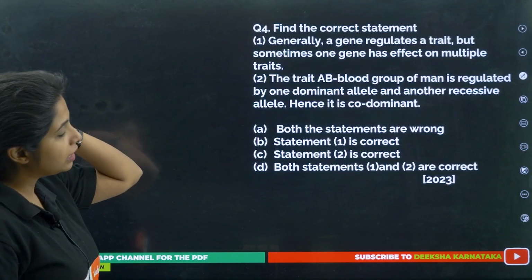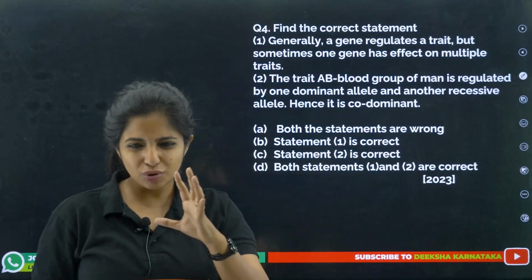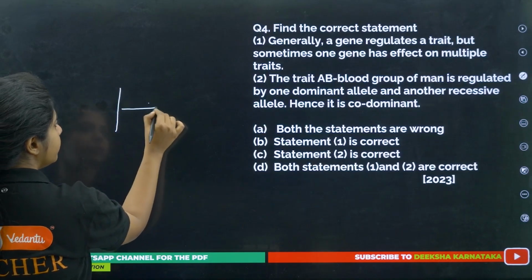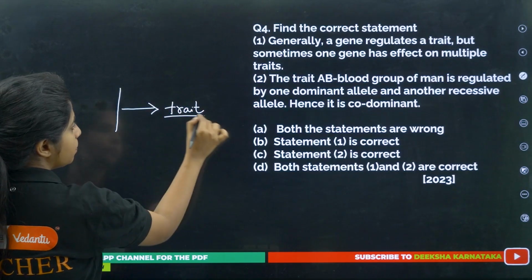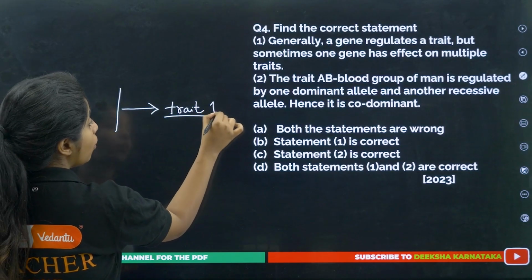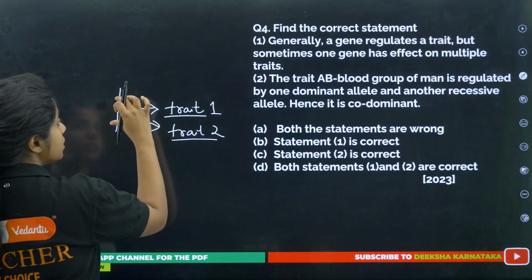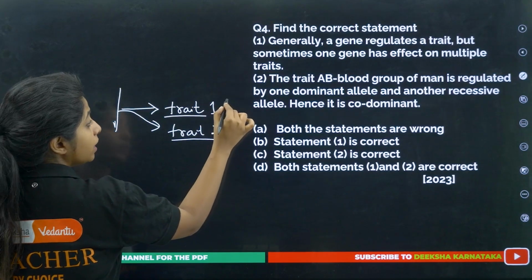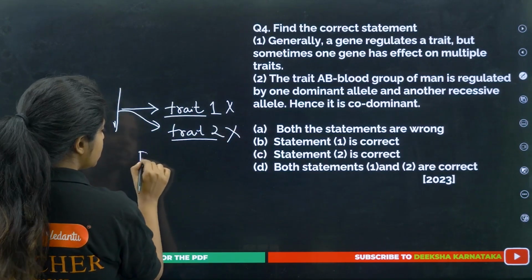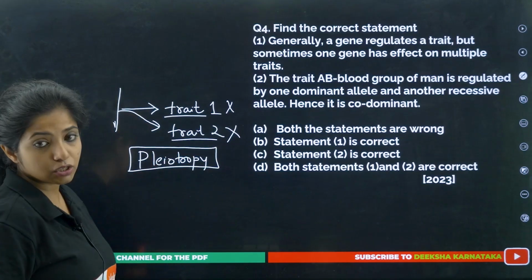Find the correct statement. Generally, a gene regulates a trait, but sometimes one gene has an effect on multiple traits. So usually we say that there is one gene and this gene is responsible for one particular trait. But now you are saying that sometimes this one gene has an effect on multiple traits. For example, if there is some mutation in this particular gene, this trait will be affected, and this trait will also be affected. That is kind of rare. What do you call this? You call these genes pleiotropic genes, or this condition pleiotropy. This is known as pleiotropy.